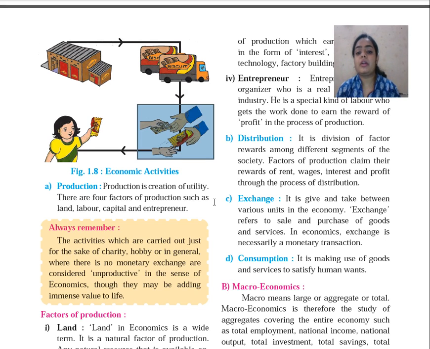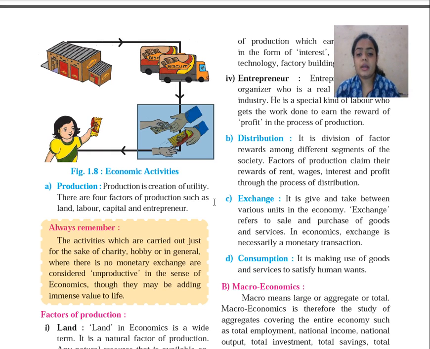Then we have capital. On capital we shall gain some interest. And fourth is entrepreneur, which shall give profit. So all these factors, all these different segments shall give the basic factor, that is production, a boost by distribution. Then next we have exchange.